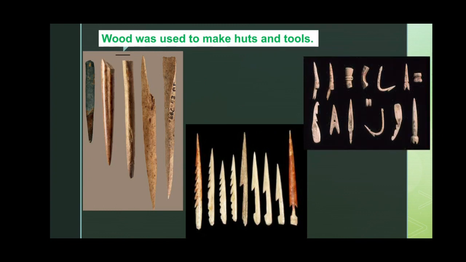Wood was used to make huts and tools. Another evidence which came into existence was wood, which was used to make huts and tools. The huts were where the hunter gatherers used to live, and they used to make tools from this wood.